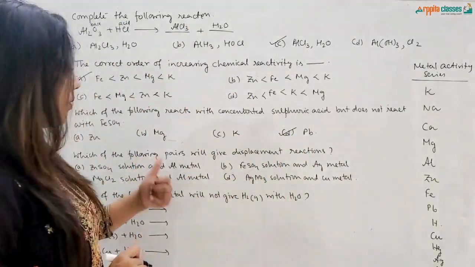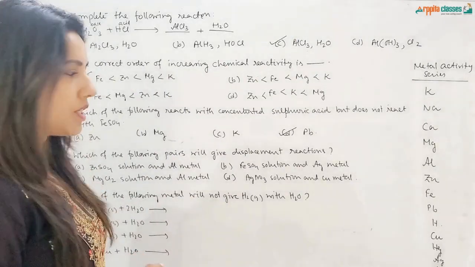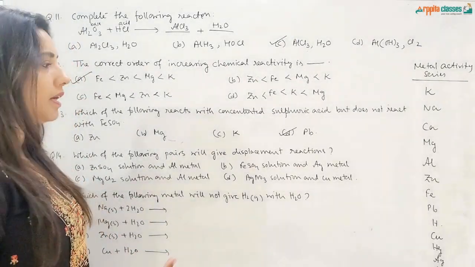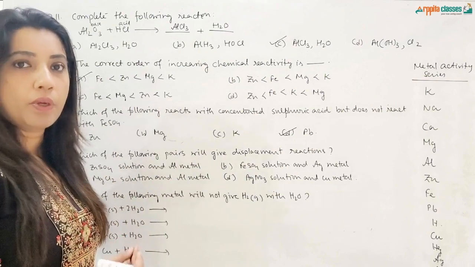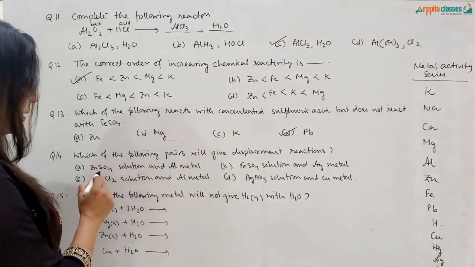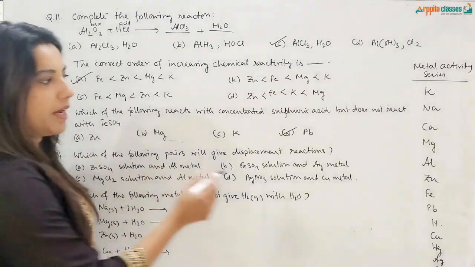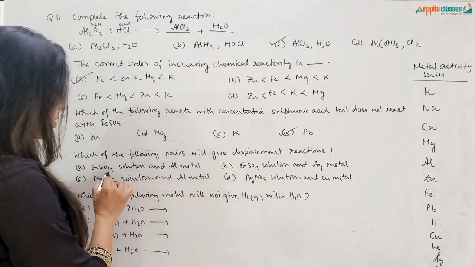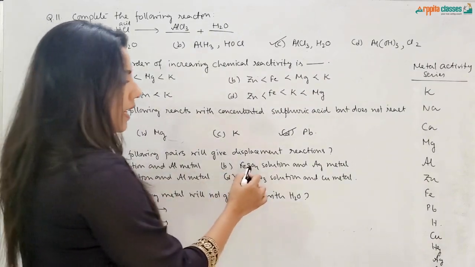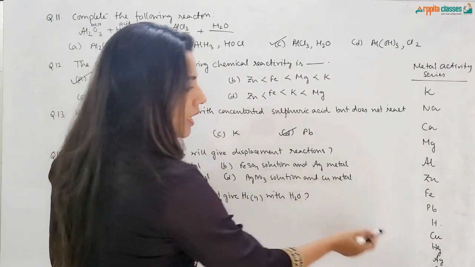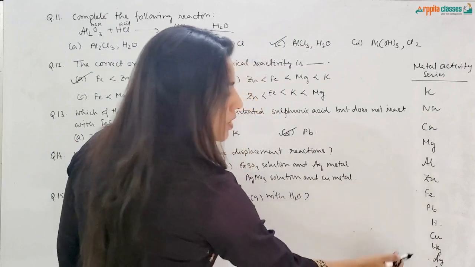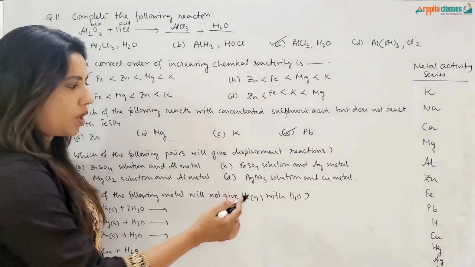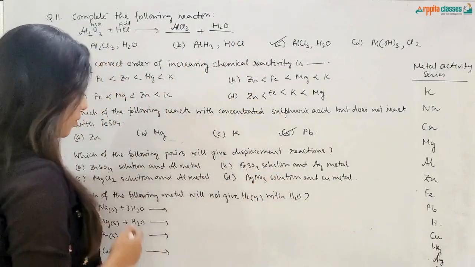Next is, which of the following pairs will give displacement reaction? Again we have to see which is a stronger metal. If it is a stronger metal, then only a displacement reaction can take place. ZnSO4 solution and aluminium. Aluminium is stronger than Zn, so aluminium cannot replace Zn from ZnSO4, so this will not happen. FeSO4 solution and Ag. Ag is much below Fe, so Ag is less strong, so it cannot replace Fe from FeSO4.